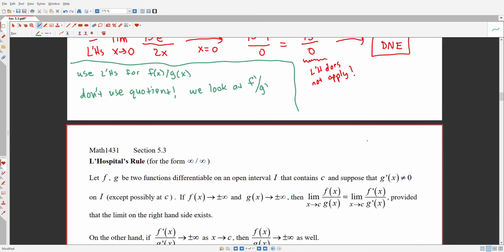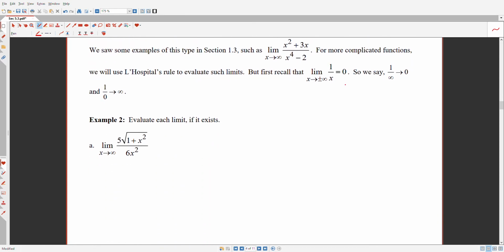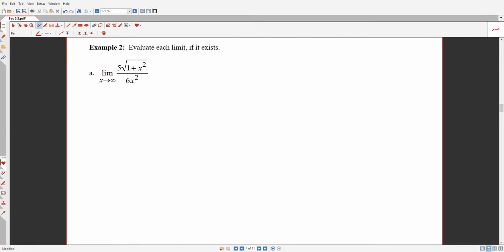Okay, so here's another form of L'Hopital's rule. I'll skip all the words and focus on the examples, but here's the form, infinity over infinity. Again, if we have a fraction of functions, and they are headed to an expression we could call infinity over infinity, then we can apply L'Hopital's rule. All right, so let's try example 2a.